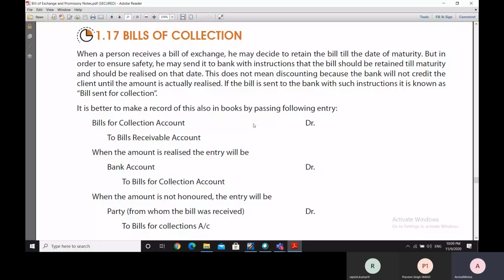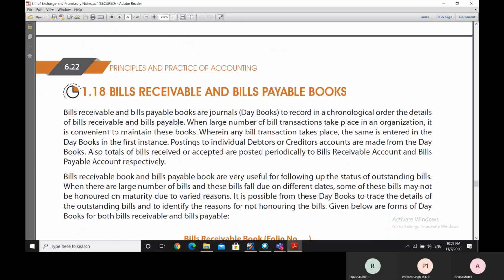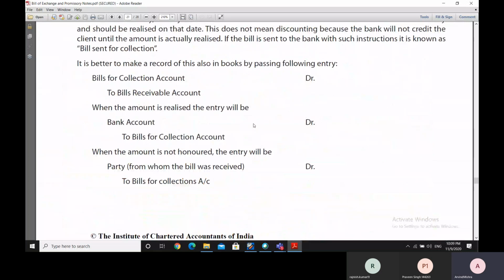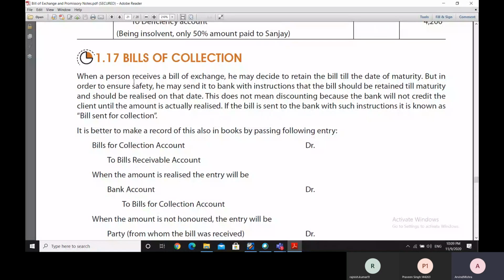Now we go to bills of collection. So let us complete this bills of collection also. Whenever a person receives a bill of exchange, either he decides to retain the bill till the maturity, but in order to ensure safety, he may send it to bank with instruction that the bill should be retained till maturity. So he does not retain it with him, he sends it to the bank, and bank will be collecting the money. And he has given instruction to his bank to realize the payment against that bill on the due date.